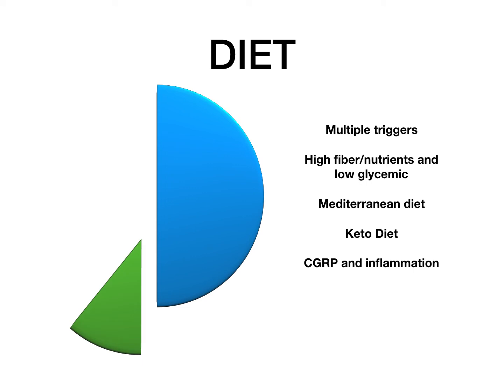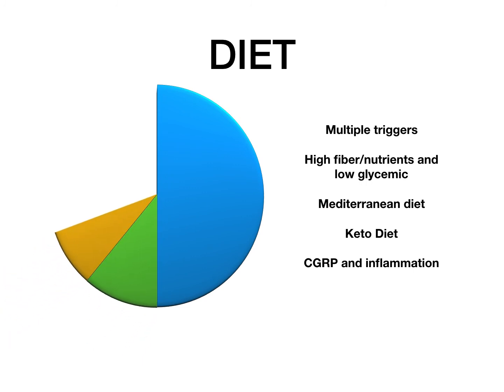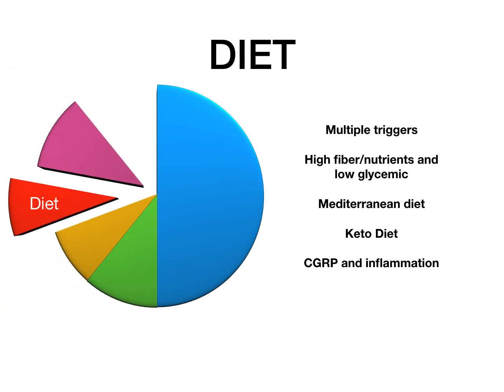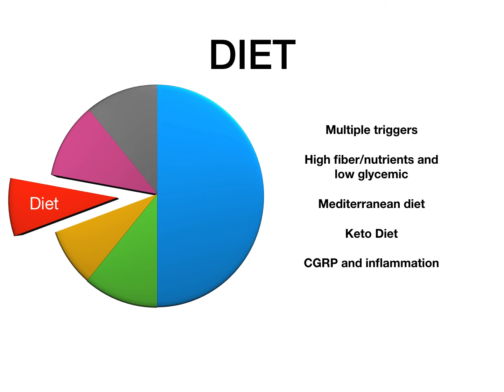When it comes to diet, in regards to migraines and headaches, there are multiple triggers. Someone could have red wine, chocolate, red or yellow onion, a pickle. They could drink orange juice, and those could be triggers, depending on the individual. They have found that one of the best diets that you can have is a high fiber, high nutrient diet with a low glycemic index.